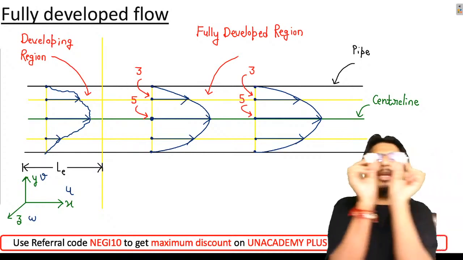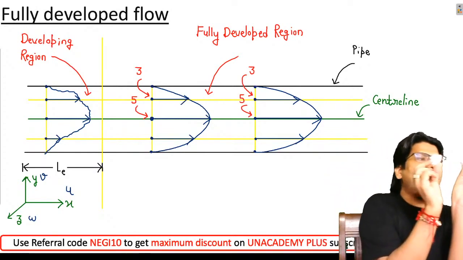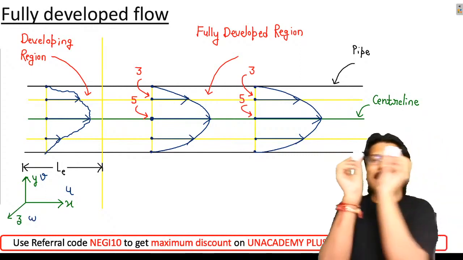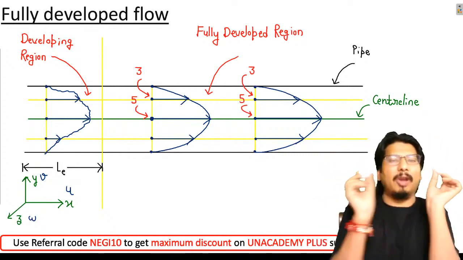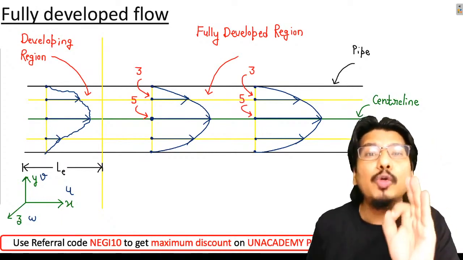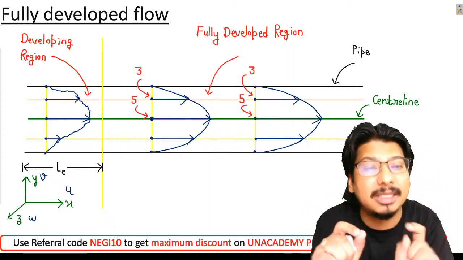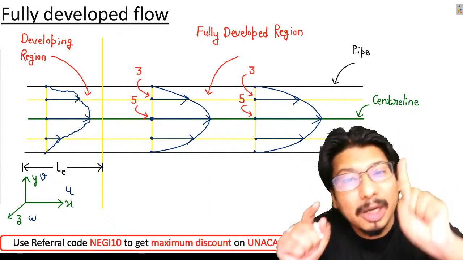Can I say that in the x direction the velocity is not changing? What is the meaning of this? The meaning is ∂u/∂x is 0, because in the x direction the velocity is not changing.